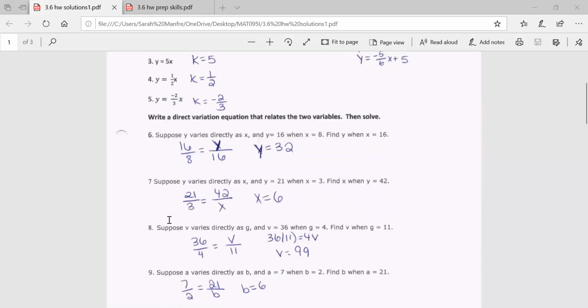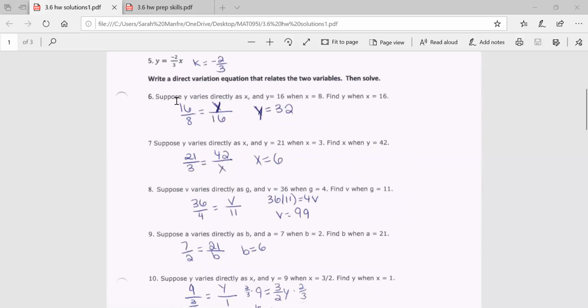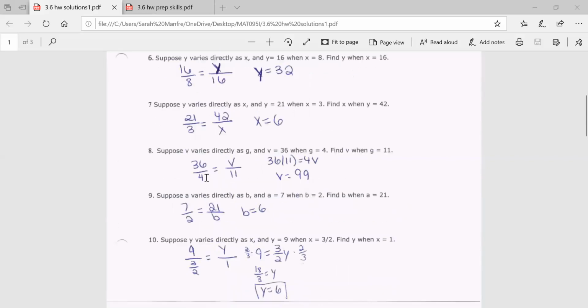Okay, 6 through 10 are saying basically write a proportion to figure out a missing number. So suppose y varies directly as x, and y is 16 when x is 8. So 16 over 8 is equal to some number y over 16, and you cross multiply and you get this. So that's how I set all of these up. Just notice that you're not always going to have x and y. So like in 8 and 9, it's saying v varies directly with g. So v's in the numerator, g's in the denominator. Cross multiply and divide, and you get your final answers.